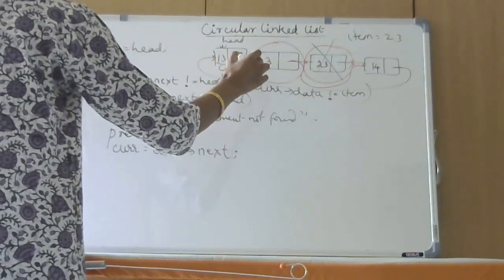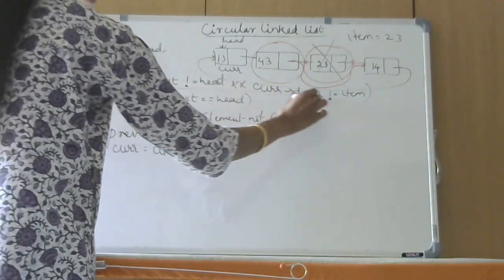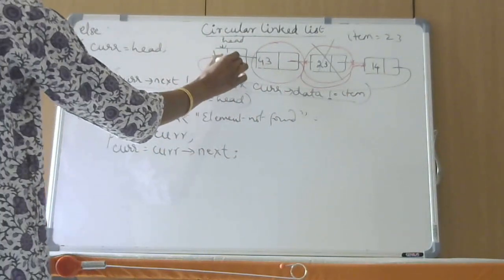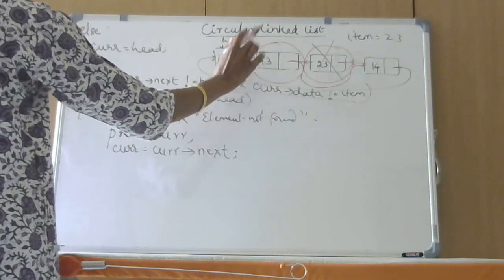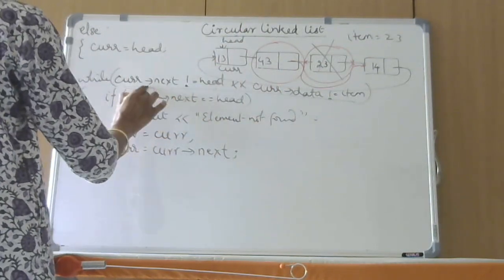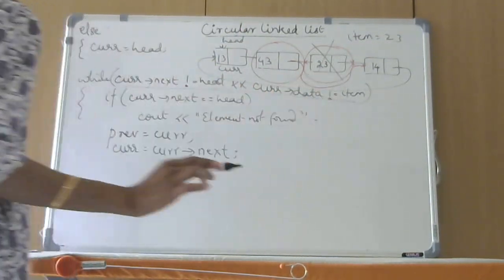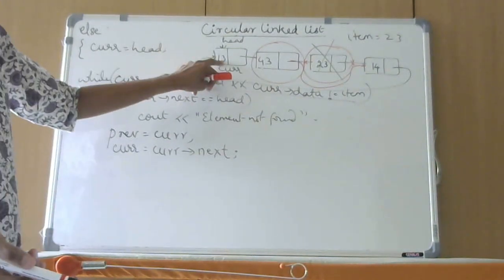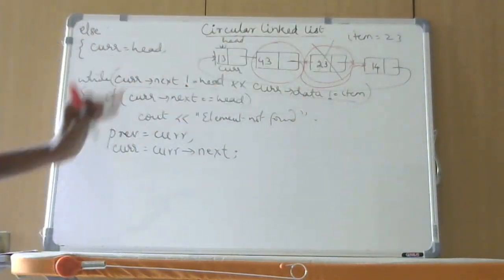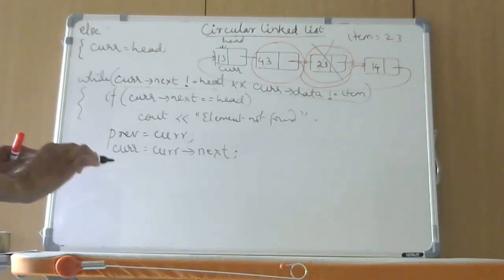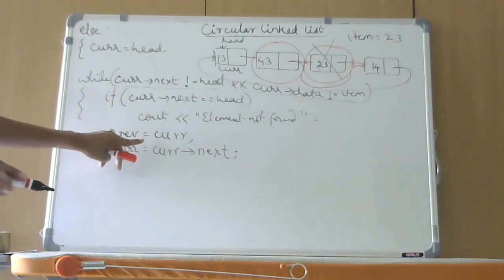Now, if this condition is satisfied, current of next is what? It is pointing to the next element. It is not pointing to head, so this condition is satisfied. And current of data is not equal to item. Current of data is what? 13. What is item? 23. So it is not equal, so I will get into this loop.